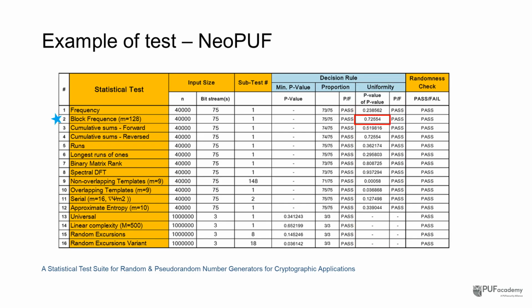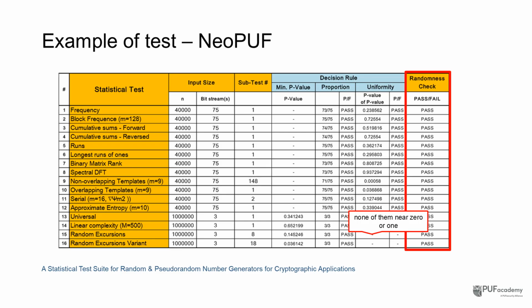For example, for the block frequency test, the value is 0.72554. For the cumulative sums forward test, it's 0.519816. And for the spectral DFT test, it's 0.937294. These p-value uniformity numbers are all well above the typical required significance level, often set very low like 0.0001. These non-extreme p-value uniformity results, none of them near 0 or 1, statistically confirm that the p-values themselves are not biased, thus demonstrating the uniformity of the distribution of p-values.